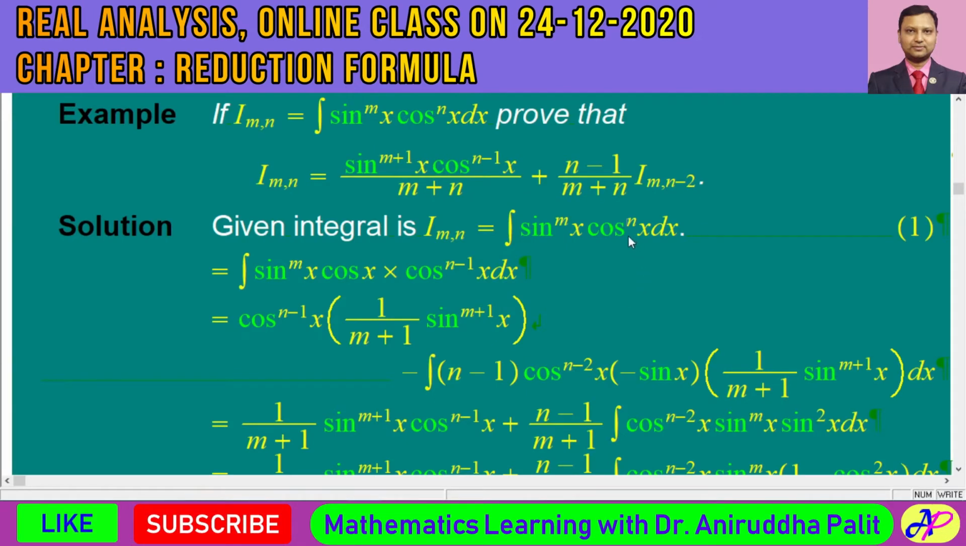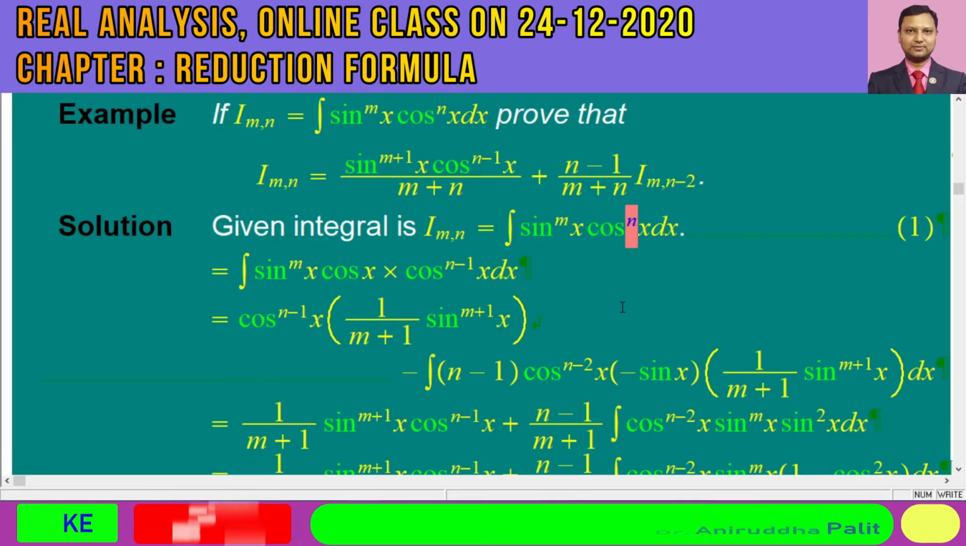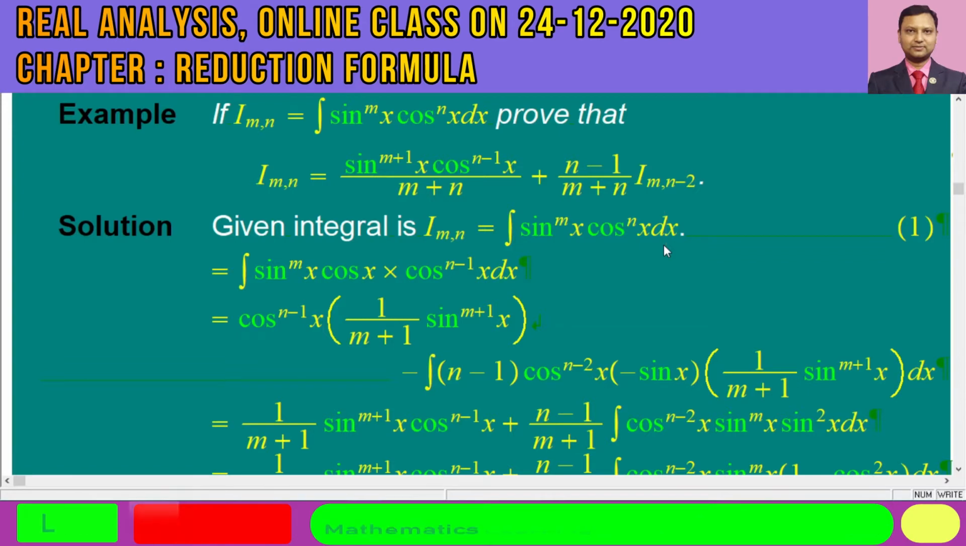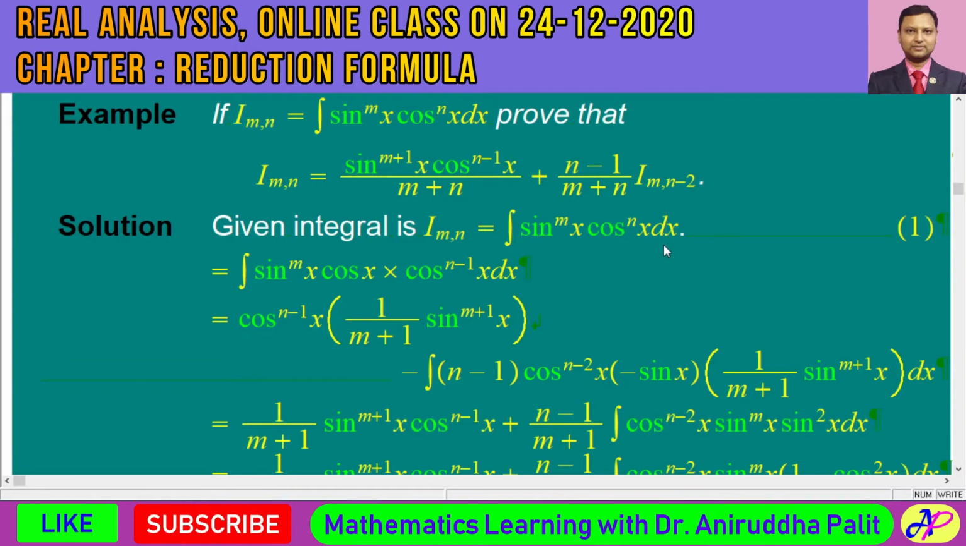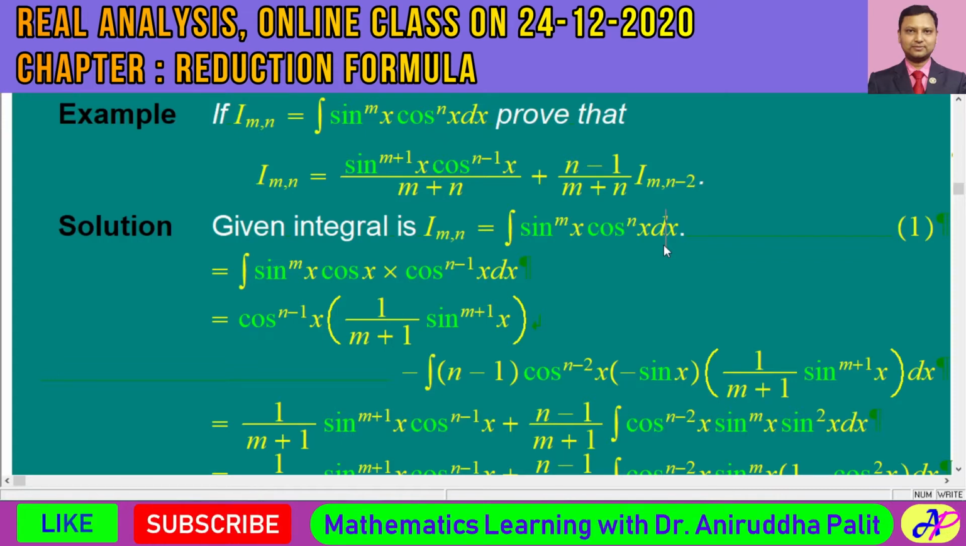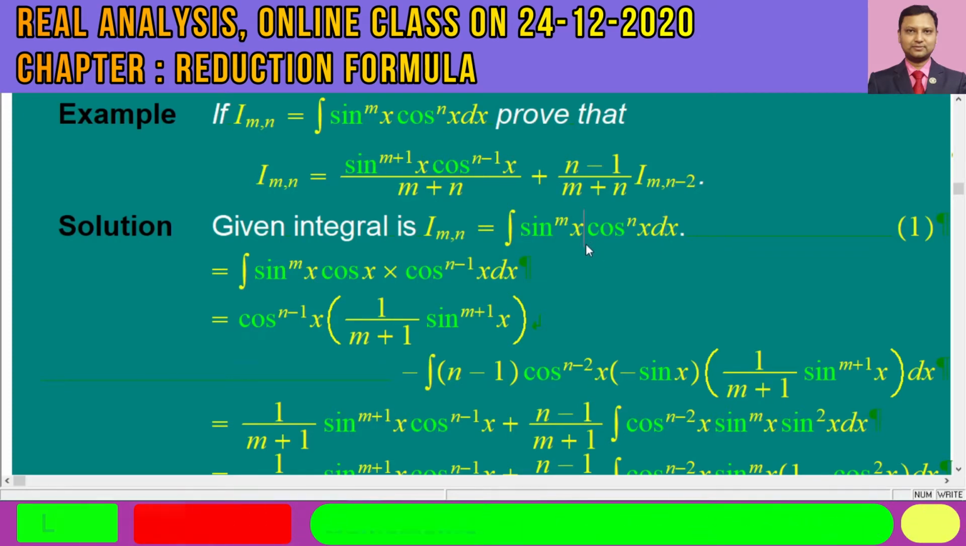In order to reduce this second index, cos to the power of n minus 1, we need to integrate this integral by parts. In integration by parts, two functions are there. One is the first function, the second one is the second function, and the first function is differentiated, the second function is integrated.